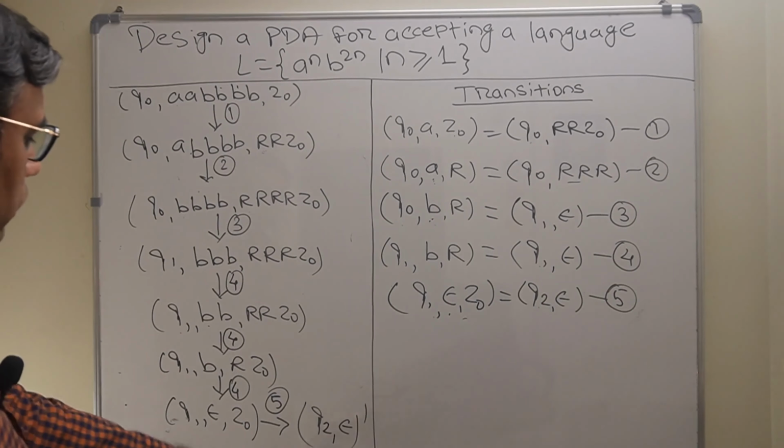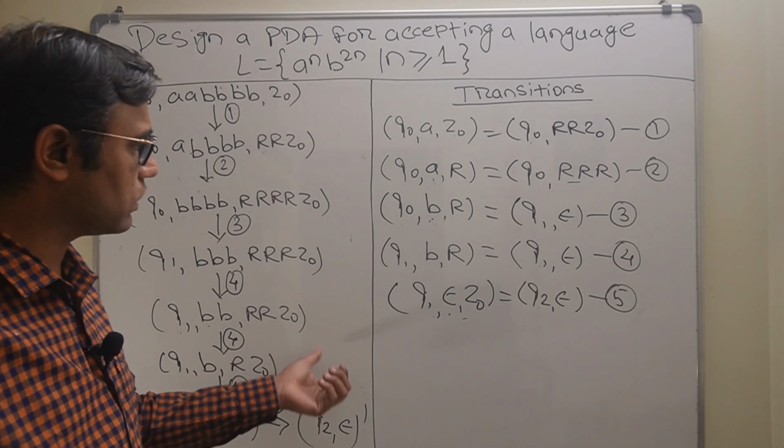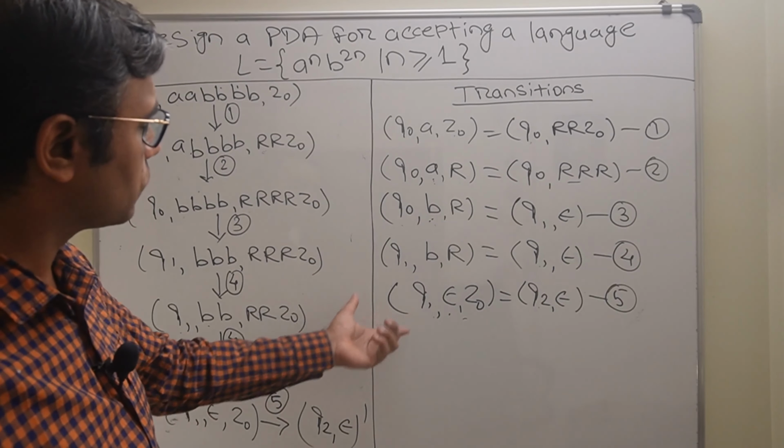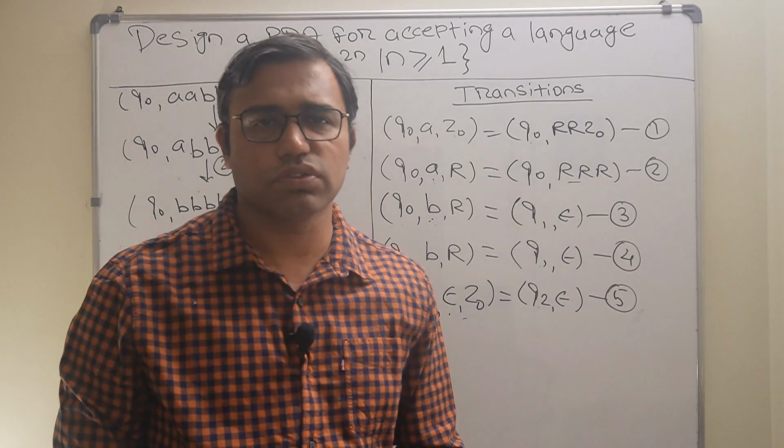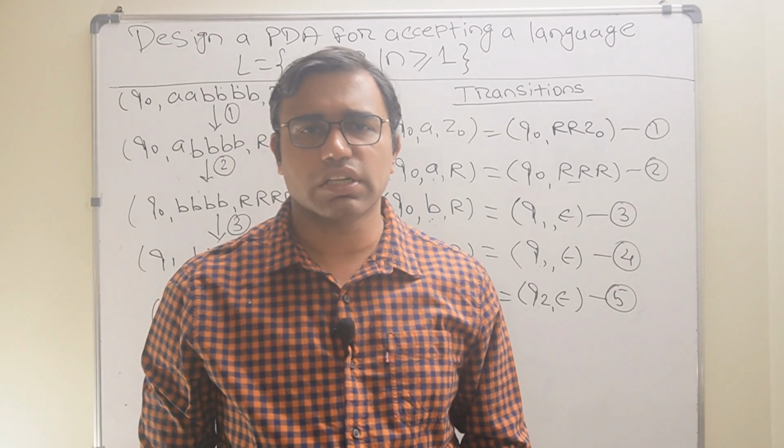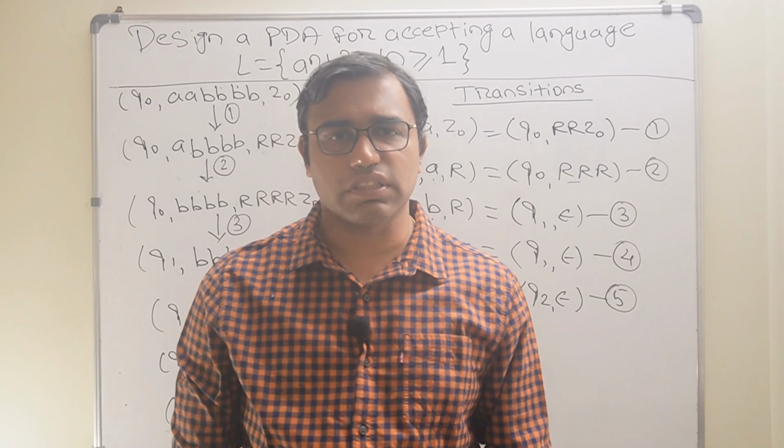The Z0 is also removed. Hence the stack is empty, and we can say that the string is accepted. So this is how you have to write the transitions and validate the string in pushdown automata.